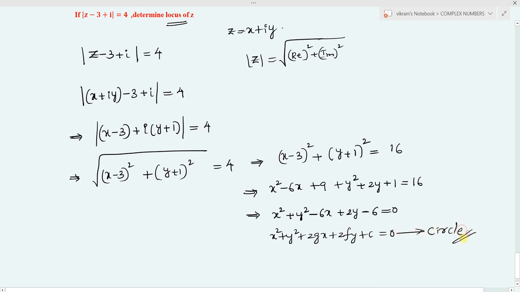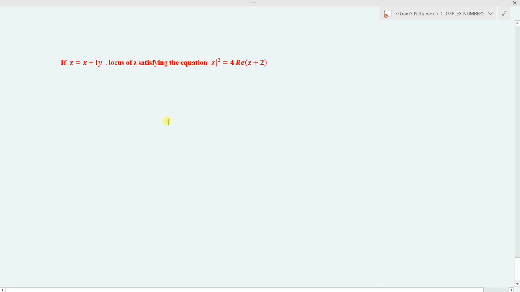Now for the given complex number, modulus of z minus 3 plus i equals 4, if this condition is given, then the locus of z is a circle. Now another question on how to find the locus of a given complex number. He has given that z equals x plus iy.